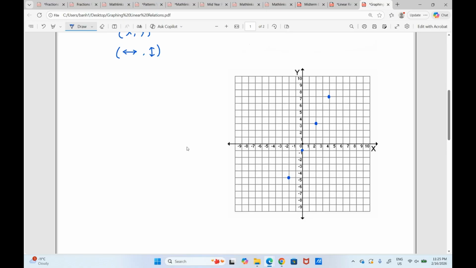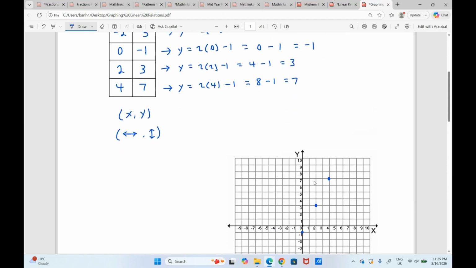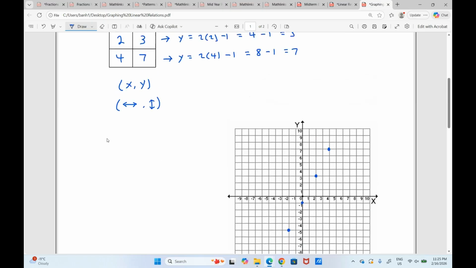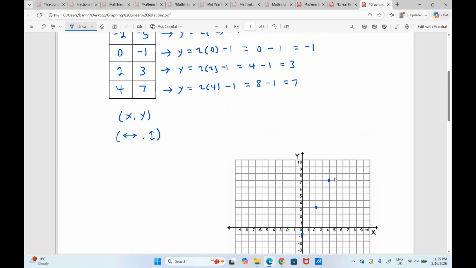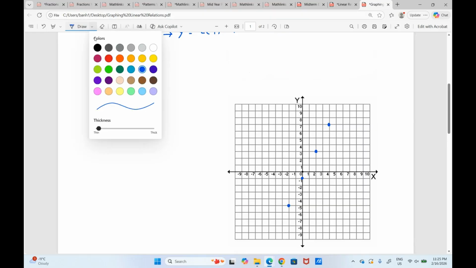Okay, now we have to decide if we connect these points or not. Because there is no context given for this equation and all I have is the equation, I am allowed to connect these points and they do continue on forever. So if I made different points like x equals 5, then the y value would obviously go up as well.